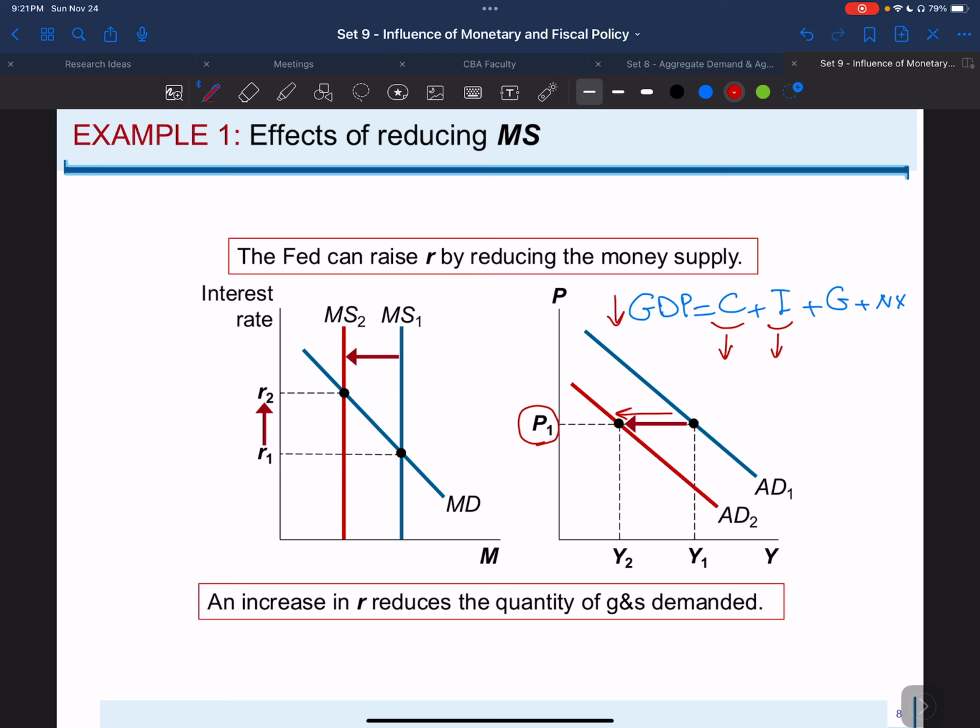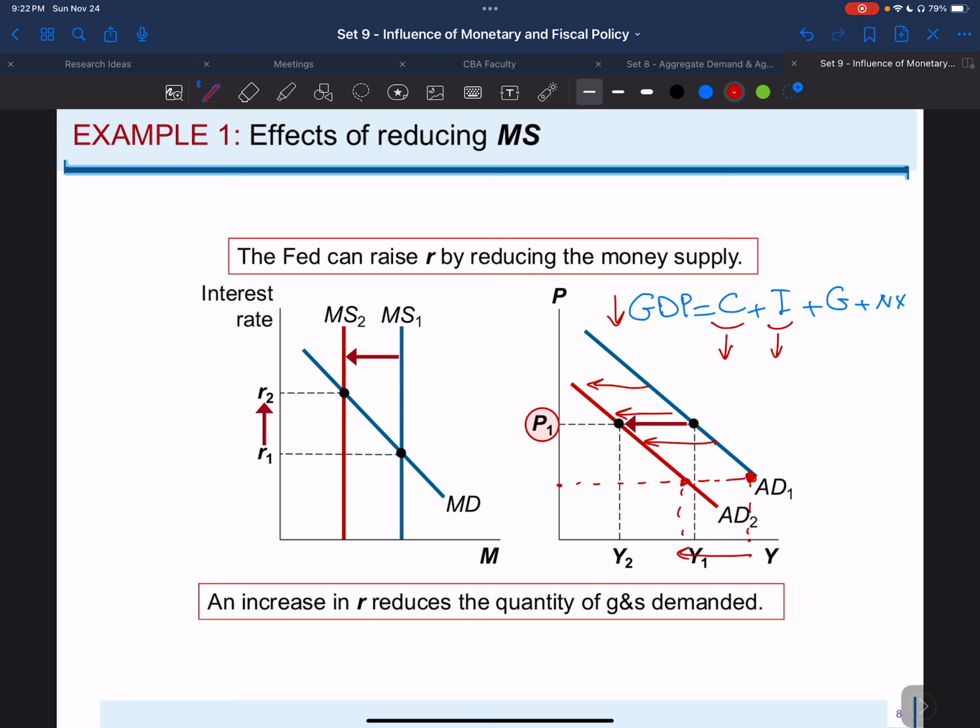So it happens at all the price levels. Okay, if I'm showing only P1 over here, that doesn't mean that it is only happening here. No, at any price level, for example, if you look at this price level, the aggregate demand will shift from this point to this point. You see, and all the points on the aggregate demand curve are going to be shifted to the left.